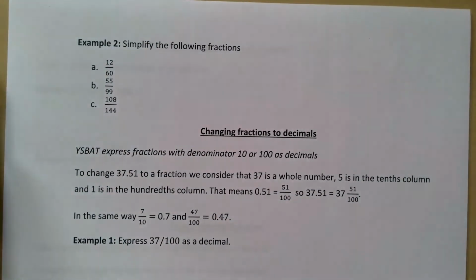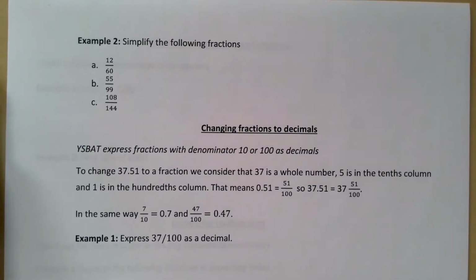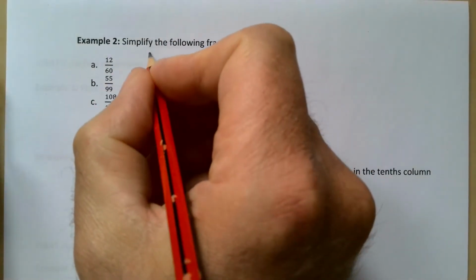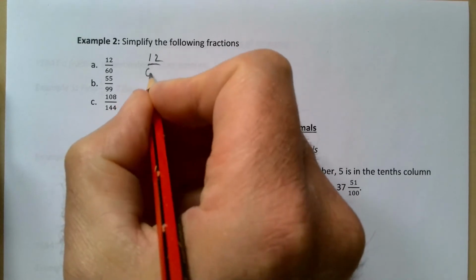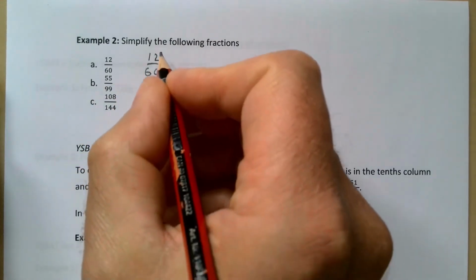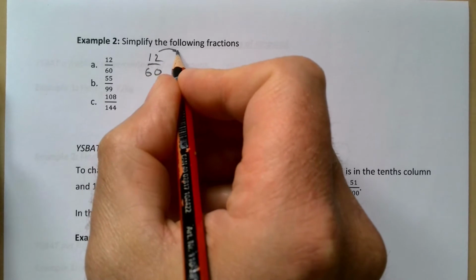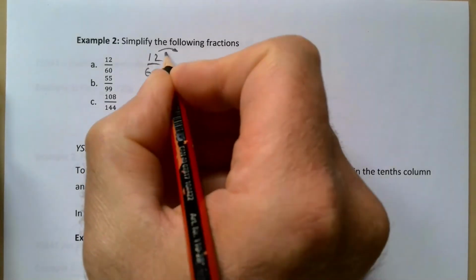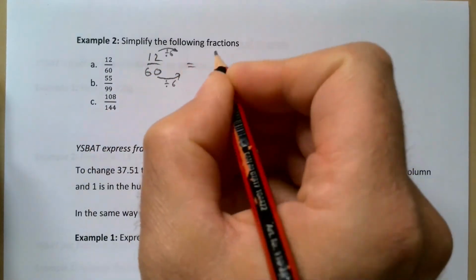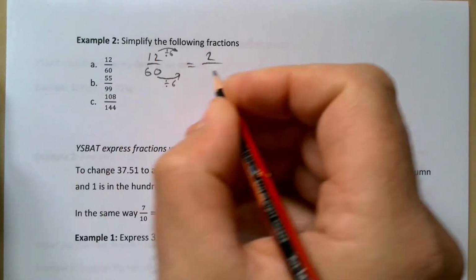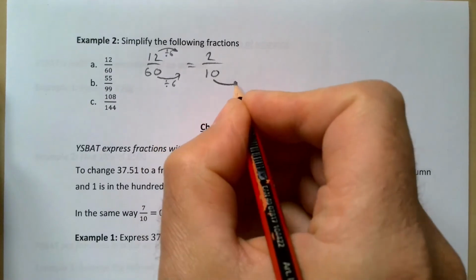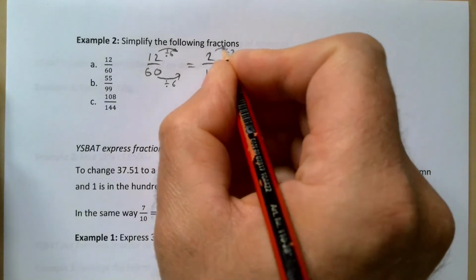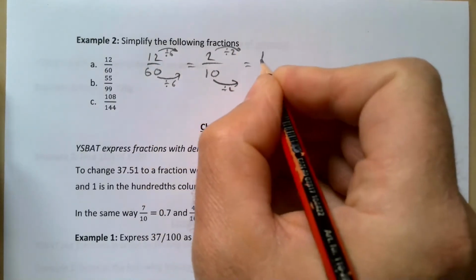So our example 2 is just to simplify some of these fractions. Let's take a wee look. Our first one is 12 over 60. You can hopefully see it divides by 2, but I can see this one divides by 6. So I'm going to divide this by 6, divide this by 6. If I divide this by 6, I get 2, divide this by 6, then I get 10. This now divides by 2, which would give me 1/5.